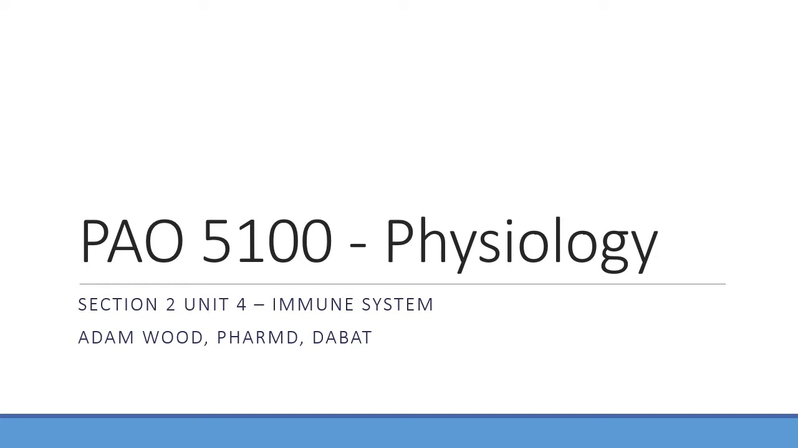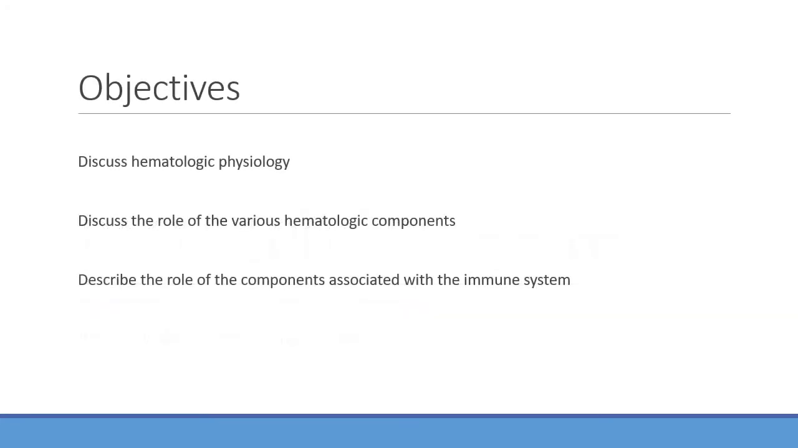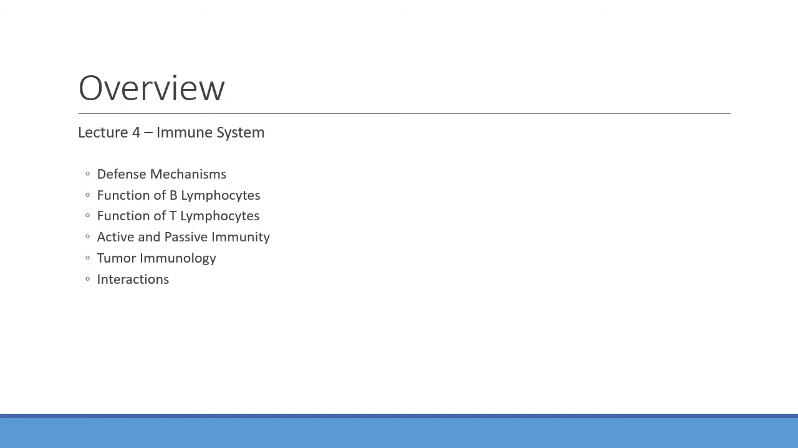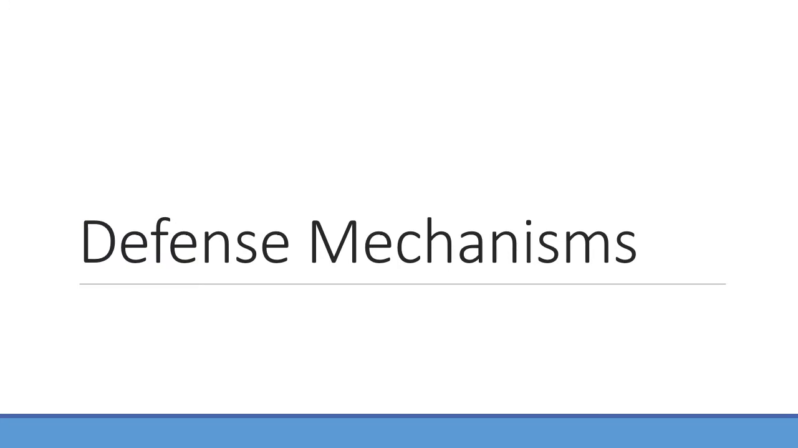Okay. All right. So we're going to talk about the immune system here. We're talking about both our innate and adaptive immune systems, the differences between those two, and all of that. So we have defense mechanisms. What are some examples of defense mechanisms that try to protect us from the outside world?